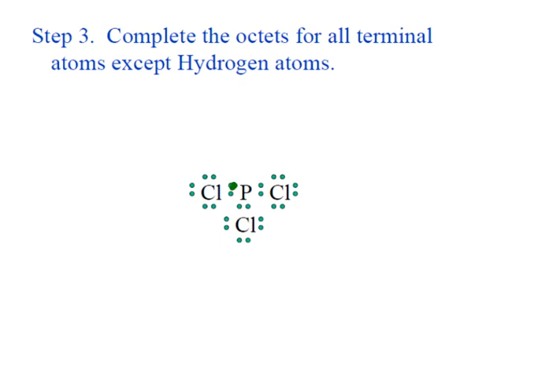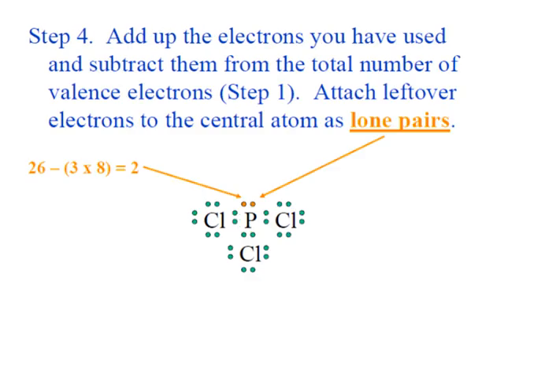Remember, we already had these 6 electrons. Completing the octets, we are at 7, 8, 9, 10, 11, 12, 13, 14, 15, 16, 17, 18, 19, 20, 21, 22, 23, 24. We've now used up 24 of my 26 electrons. I have 2 electrons left, and if you have extra electrons now, they always attach to your central atom. We call these lone pairs because they're not being used for bonding. So now I have used up all 26 of my electrons.